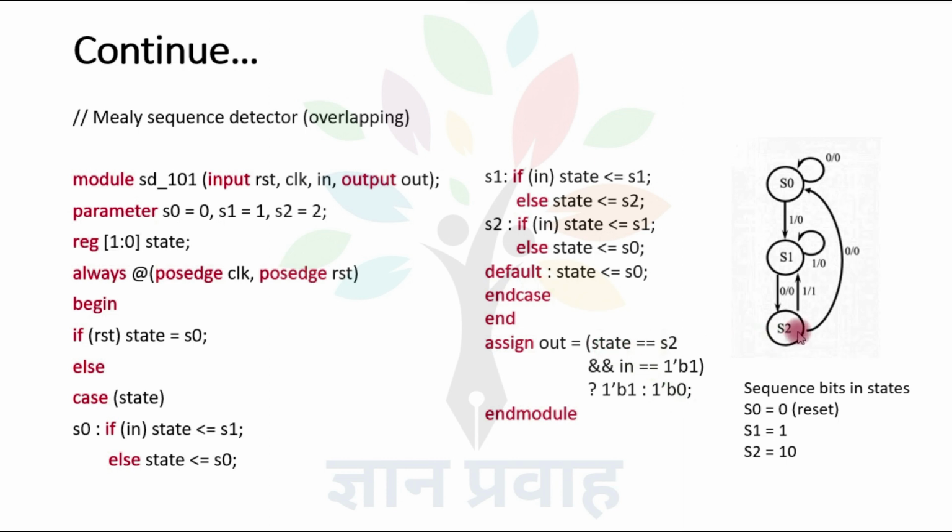When we are at state S2, the expression state == S2 will provide logical 1, and logical 1 ANDed with 1 is always 1. So simply we can see that when we are at state S2 and further we receive input bit 1, then the output will be at logic 1. Otherwise, the output will be at logic 0 in all other cases. This statement is simply showing this behavior.